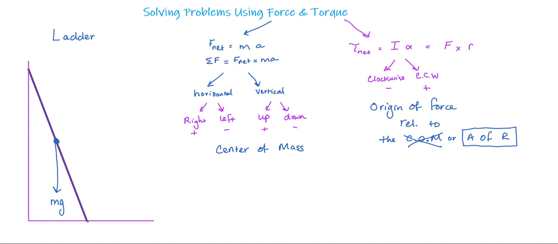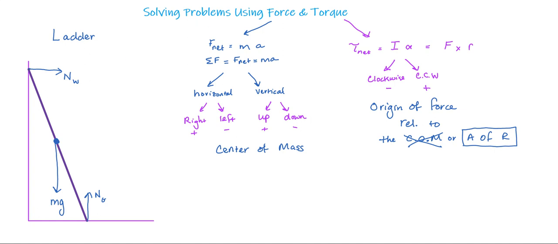The ladder is pushing down on the floor, and the floor is pushing back up on the ladder. I'm going to call this normal force from the ground, N sub g. And then I have a normal force pushing out from the wall, which I'm going to call N sub w. Obviously, normal means perpendicular, and it's always perpendicular to the interacting surfaces. So I should have something that looks like that.